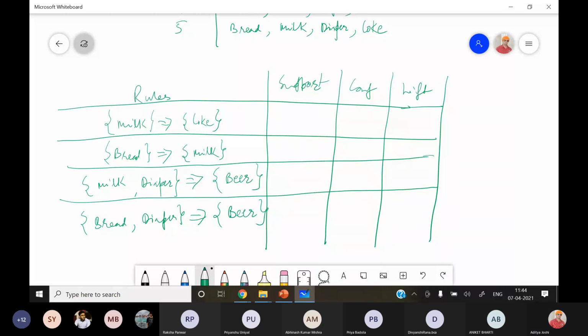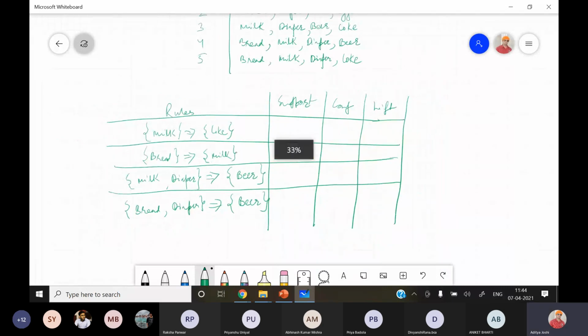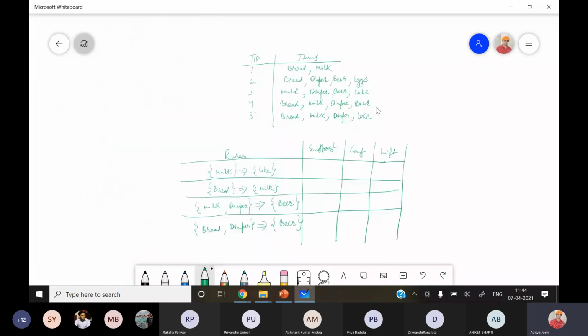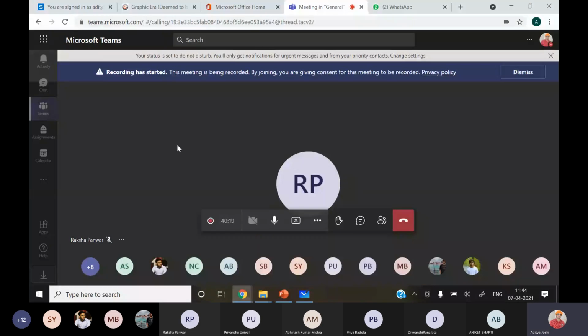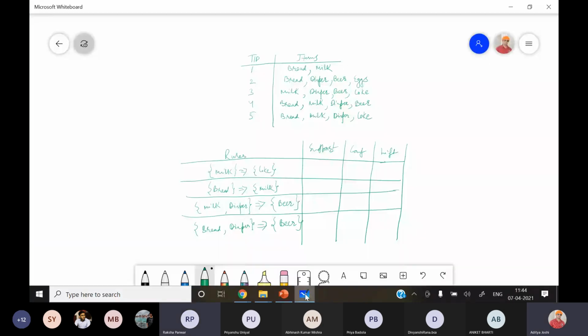Is this visible? Raksha, is this visible? Yes, sir. These are the transaction IDs, these are items, and these are the rules. Milk implied Coke, bread implied milk, milk and diaper implied beer, and bread and diaper implied beer. So you have to calculate support, confidence, and lift.